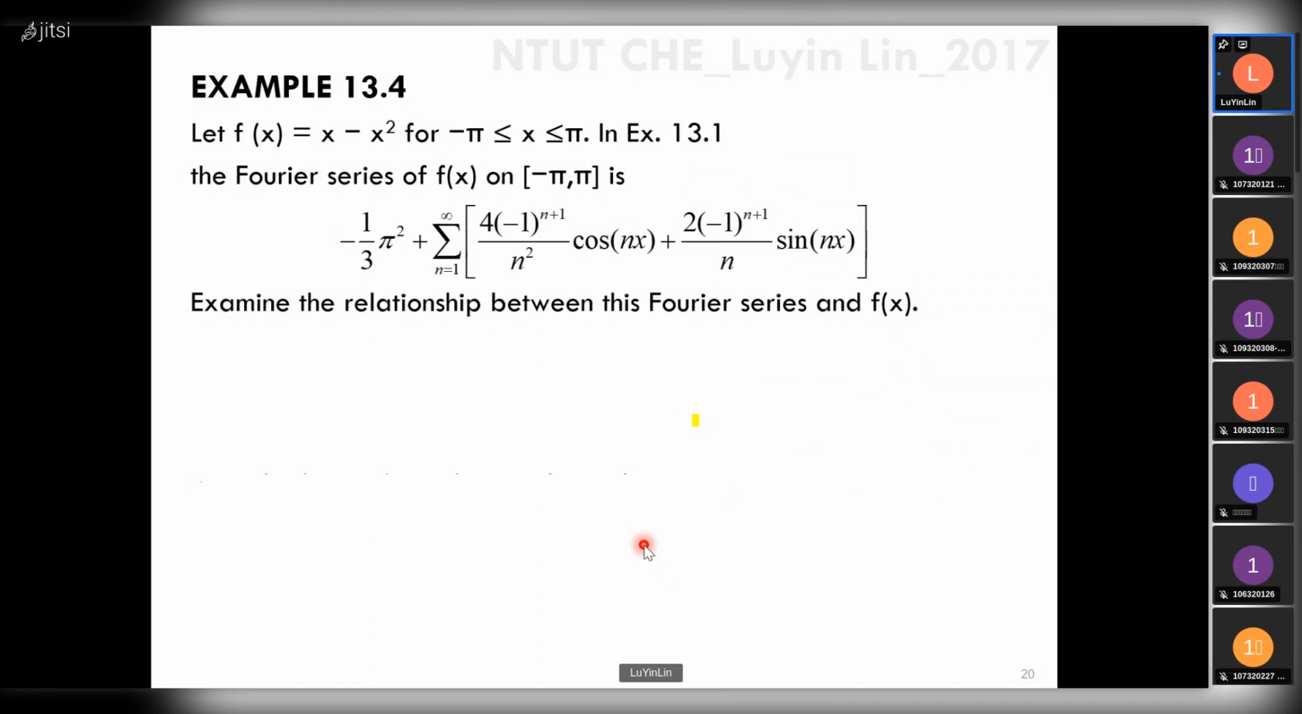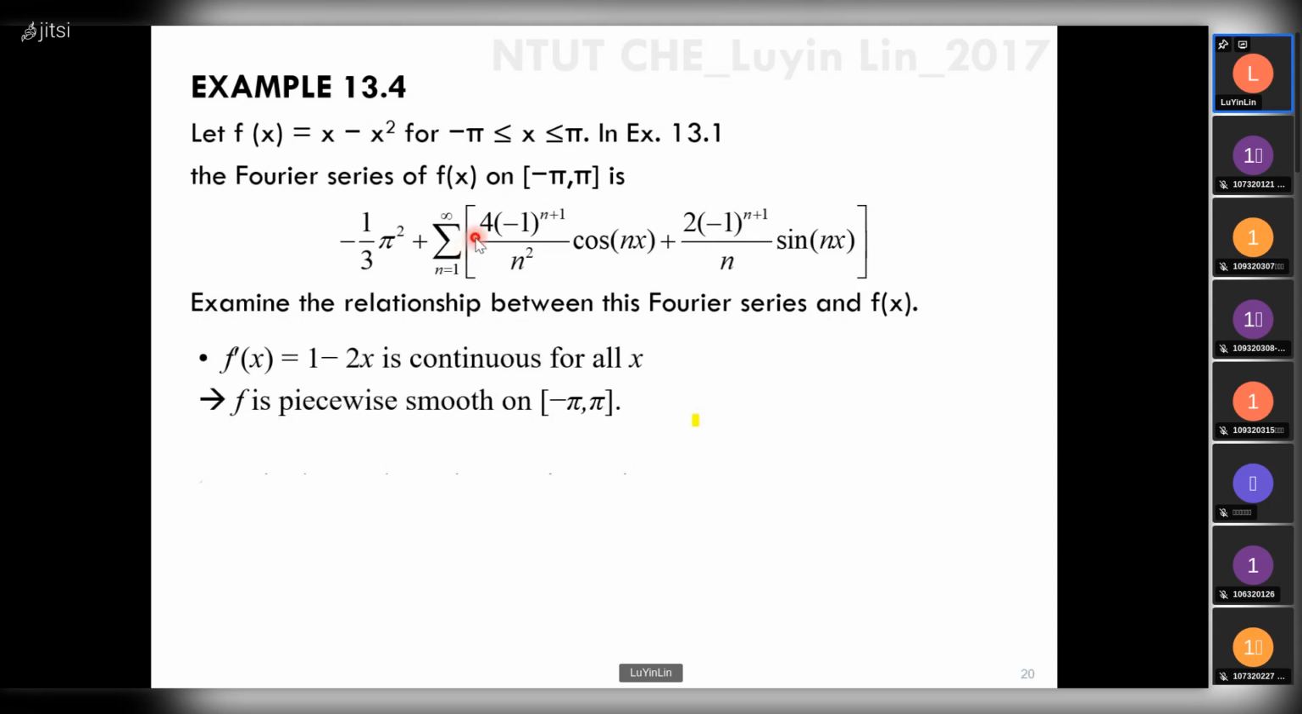So let's see one example, f of x. This is the example in example 13.1. And we have got a solution like this, right? We have got a solution like this. Examine the relationship between the Fourier series and f of x. So let's see some information.